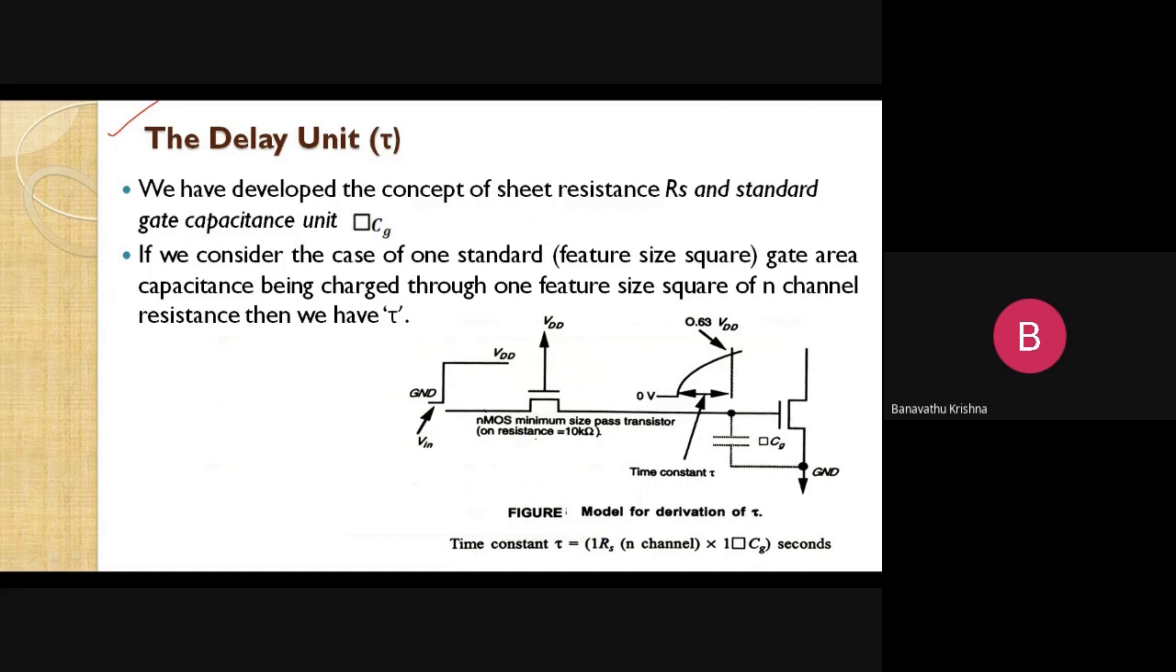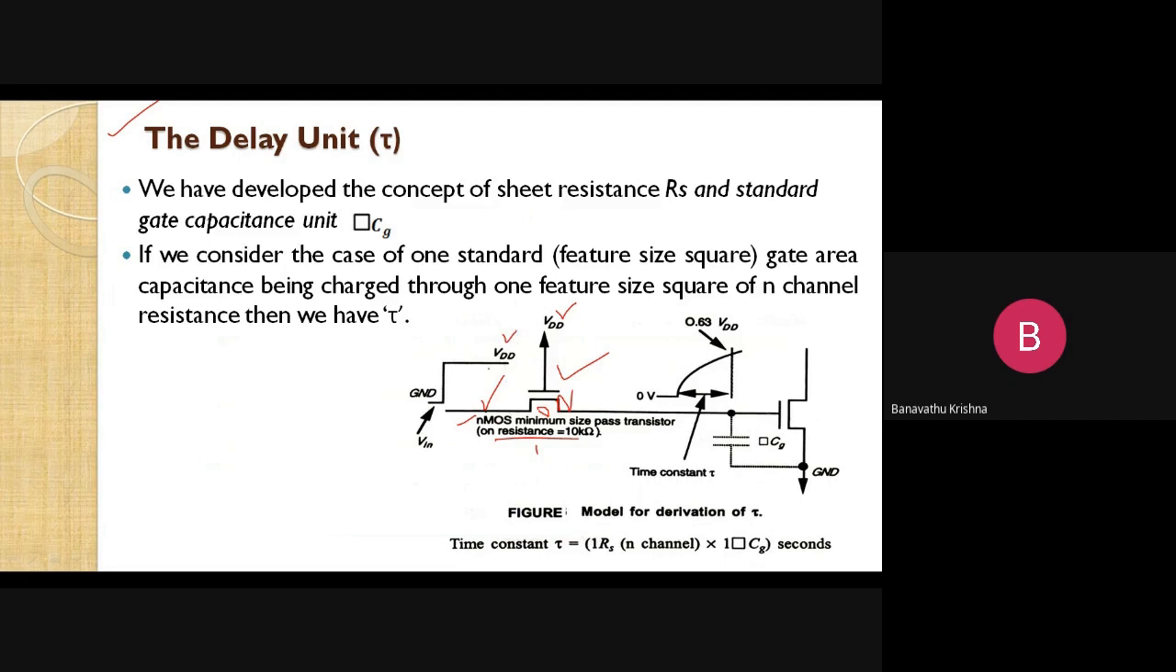So this is the pass transistor. Here the gate is fixed at VDD, meaning the transistor is in the on condition, right? And here the NMOS minimum size pass transistor on resistance is 10 kilo ohms. So when VDD is at the gate, it is in the on condition. Here I want to apply VDD as the input.